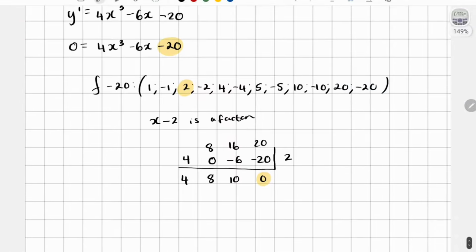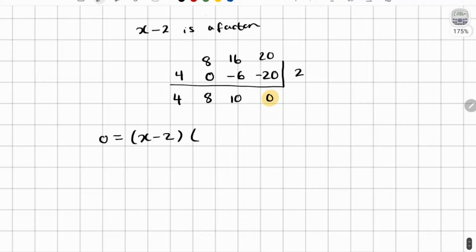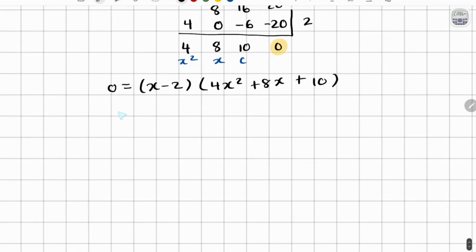See, when we had this, we're going to now say 0 is equal to, the first factor we had was x minus 2. That's why the 2 worked. So we have x minus 2. Then open a bracket. Now these are our other factors. Remember, they are in the order of x squared, x, and the constant. So we have 4x squared plus 8x plus 10. Okay, so these are our factors and we can just factorize now. So 0 is equal to x minus 2, then this. So I can say that x is either equal to 2 or 4x squared plus 8x plus 10 is equal to 0.